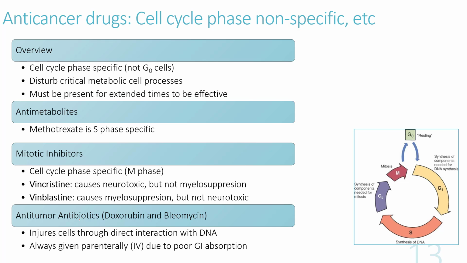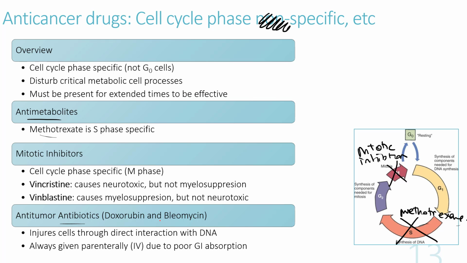Last slide, some other anti-cancer drugs that are cell cycle specific. What you have over here is methotrexate, which is considered an anti-metabolite, and methotrexate affects cells that are in the S phase. Mitotic inhibitors affect cells that are in the M phase. And then you've got anti-tumor antibiotics that basically just injure cells.